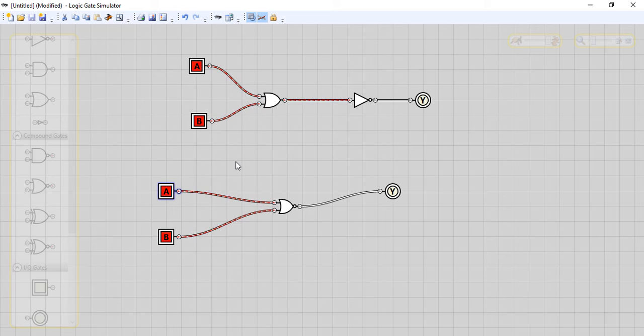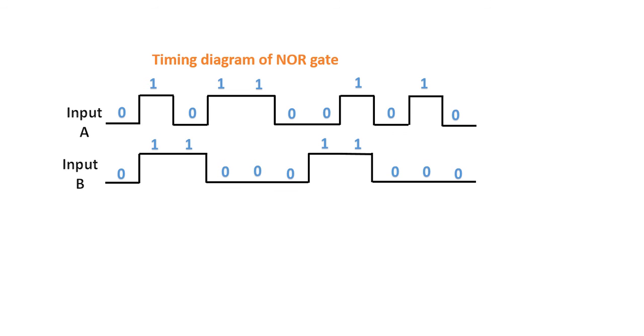So it is named NOR, that means NOT OR. Come to the timing diagram of the NOR gate. We know that a timing diagram represents the graphical form of inputs and its output. In this video we are discussing the two-input NOR gate. So suppose the two inputs in graphical form are input A and input B. Here you can see the numbers 0 and 1. 0 represents low and 1 represents high. And in both inputs A and B, the values of the inputs change at certain points.